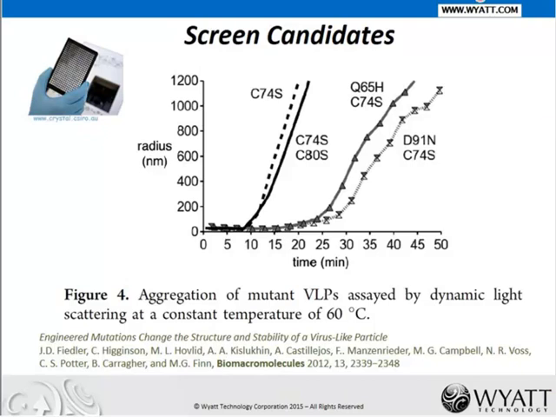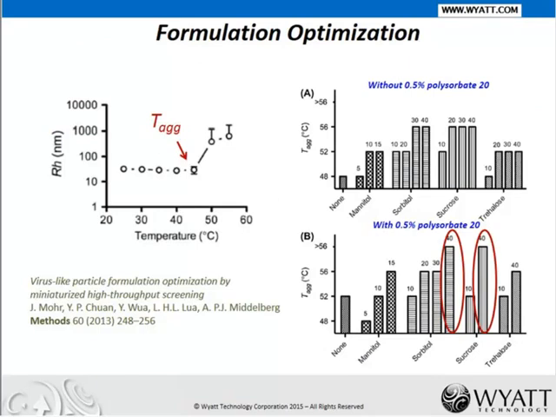In addition to the aggregation rate, we can also use another parameter to assess the formulation stability, the aggregation temperature. Aggregation temperature is the temperature at which the radius rises rapidly. The higher the aggregation temperature, the more stable the formulation is. So in this work published by Professor Middelberg's group at University of Queensland in Australia, they used the DynaPro PlateReader to screen 28 different formulations.